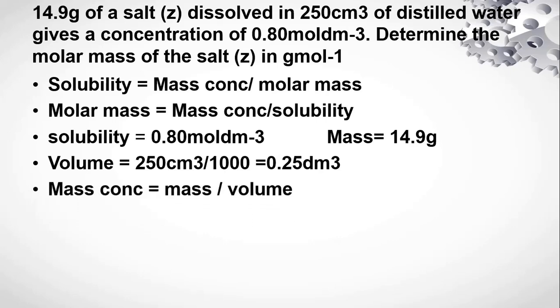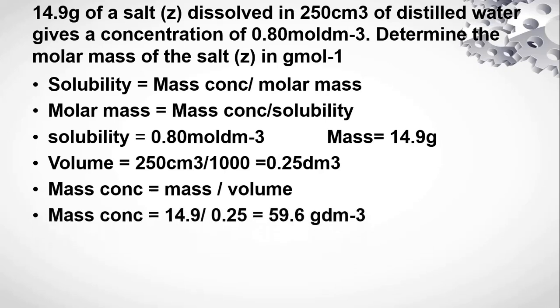Now we need to look for mass concentration, because mass concentration is not given to us in the question, and the formula is mass over volume. And in the question, our mass is 14.9 divided by volume, which is 0.25. And when you do that, you are going to get 59.6 gram per dm cube, which is our mass concentration.